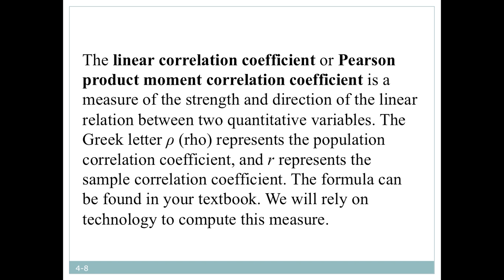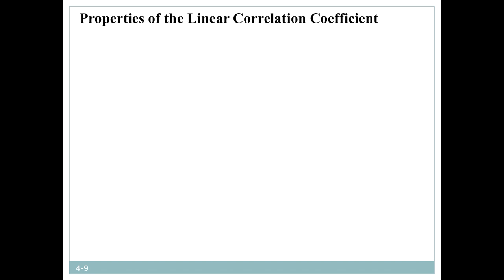Now, the linear correlation coefficient, also referred to as the Pearson product moment correlation coefficient, is a measure of the strength and the direction of the linear relation that exists between two quantitative variables. The Greek letter rho represents the population correlation coefficient, and little r, which we see more often, represents the sample correlation coefficient. The formulas can be found in your textbook, but we're going to rely on technology, in particular StatCrunch, to compute this measure.